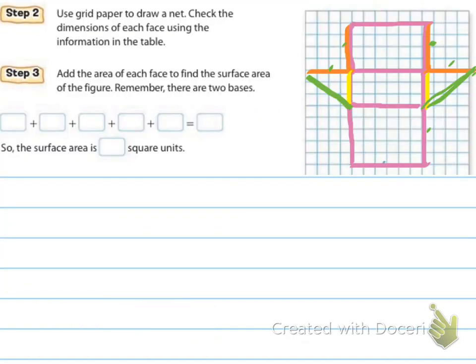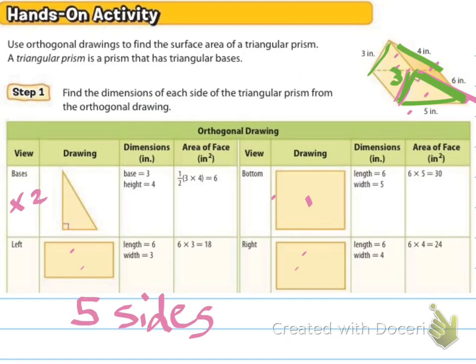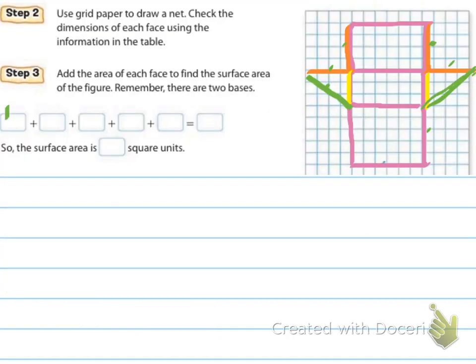Alright guys, now it says to add the area of each face to find the surface area of the figure. Remember, there are 2 bases, so don't just do one of these, I need all of them. We already found the areas. They gave them to us on each of these. So we know that the base is going to be 6 and that there are 2 bases. You could also use these and find the area using the coordinates that you have: 4 by 3 divided by 2.